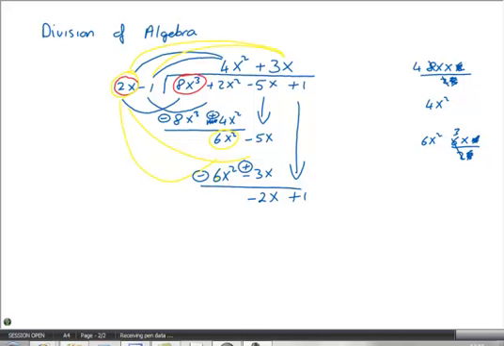So first into first. So 2x into minus 2x is minus 1. Multiply that back down, so it's minus 2x plus 1. Both of those need to be the same, so that when you change the signs, they'll cancel, and the remainder will be 0. Okay?